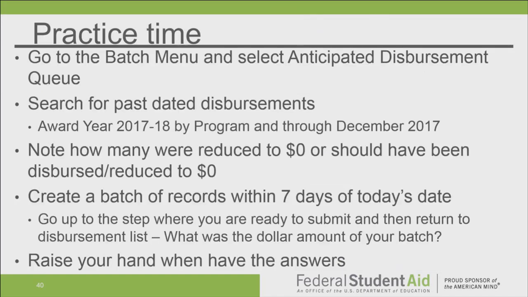So now I really want you to do the anticipated disbursement queue part of this lesson. So if you'll go to batch menu, select your anticipated disbursement queue. You can do past dated by program through December 2017, or you can do future dated for this next week if you want to. Notice how many were reduced, or you can create a batch. And you know you can create a batch of records up to 7 days in advance if you want. Raise your hand when you have an answer. Remember, don't click submit. Are you working on an iPad?